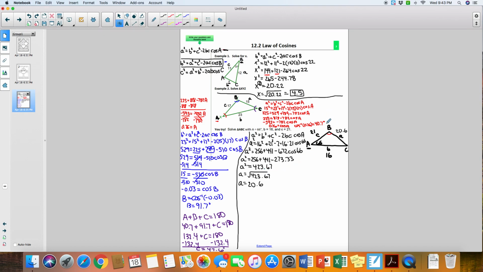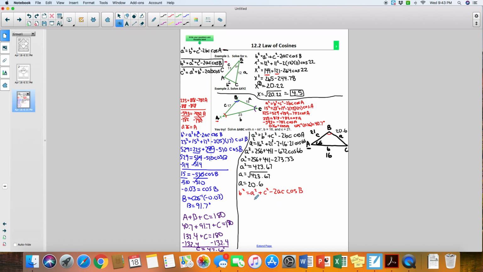All right, so of course I'm looking for angle B, so I'm going to pick the formula that has the big B in it, which would be B squared equals A squared plus C squared minus 2 times A times C. Why did I write it like that? I don't know. Let's go back. So 2 times A times C cosine of angle B.